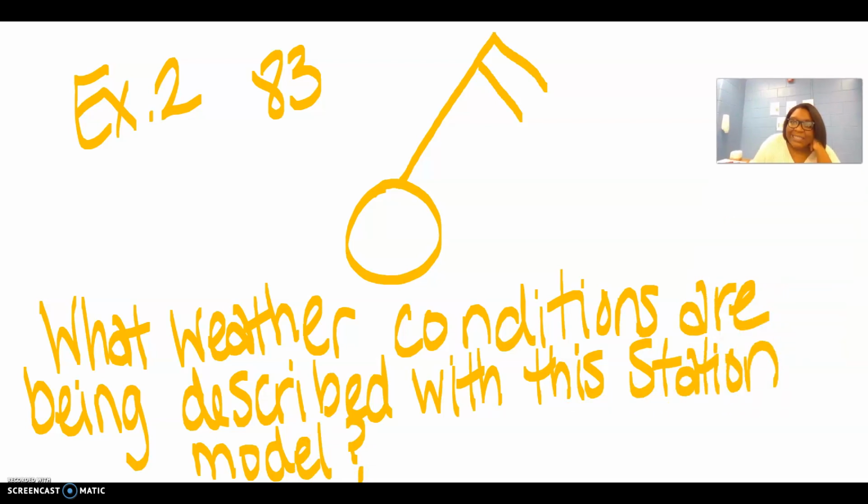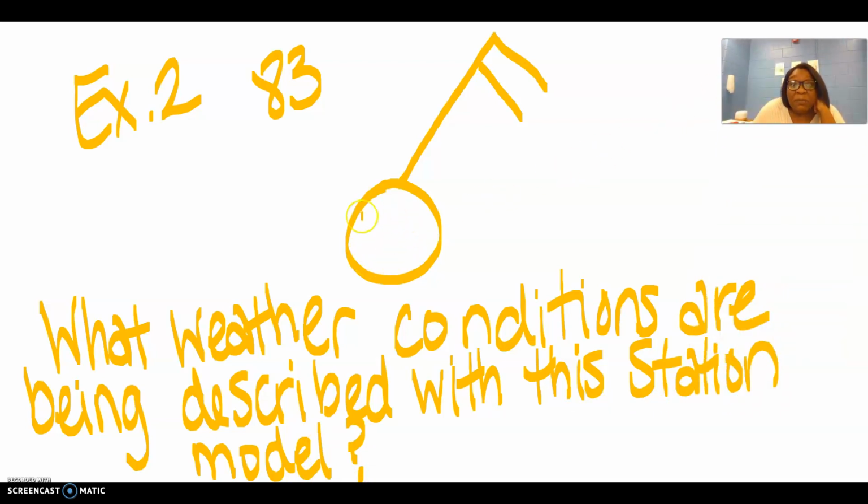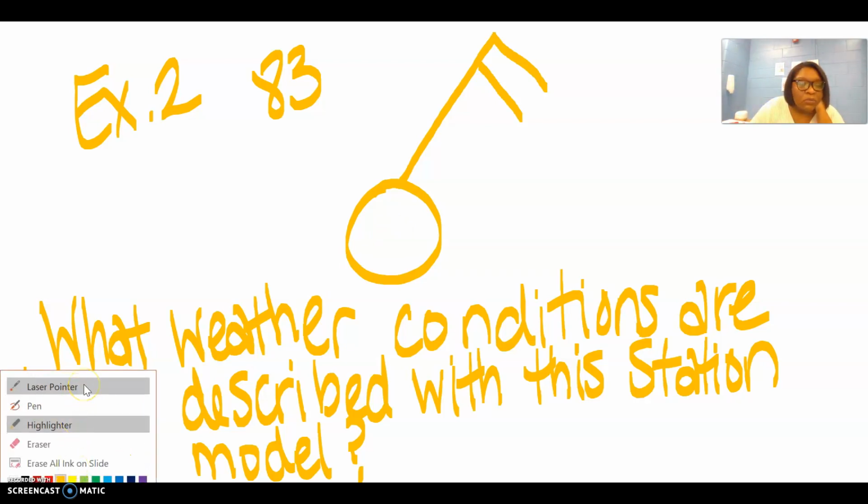And so when we look at this, we see that our bubble is completely clear. So it's a clear bubble. So what does that mean? Then we see an 83 in the upper left-hand corner. Then we see a bar going upwards, slanted between north and east. And then we see two little feathers coming off of our bar. Using this station model, guys, we're able to determine what kind of weather is happening.